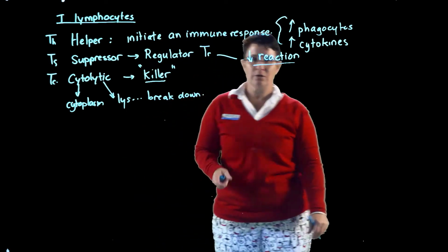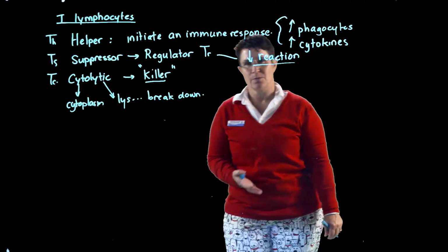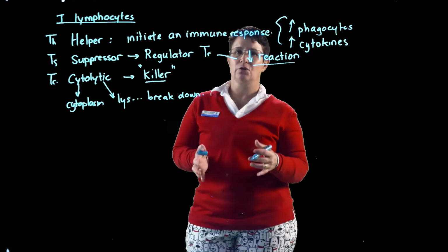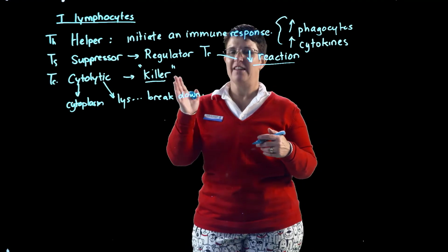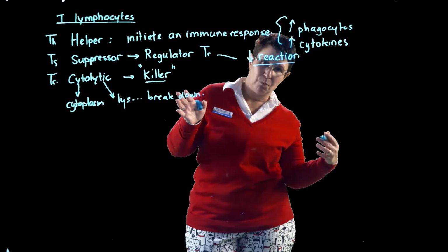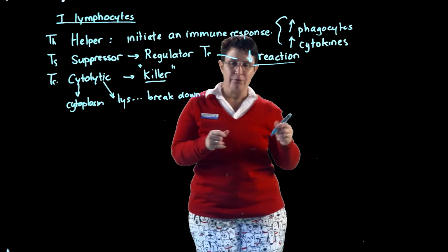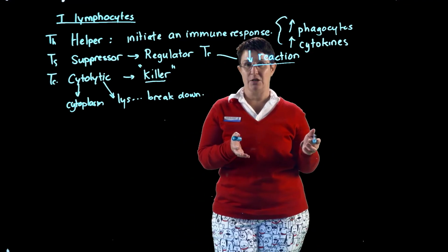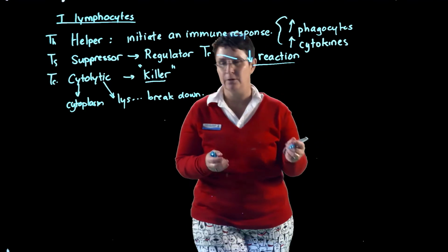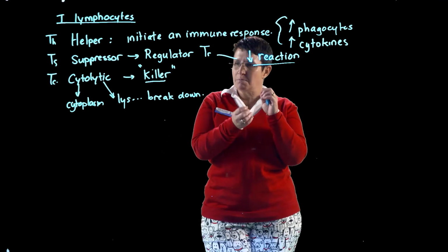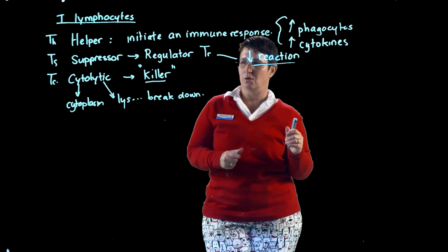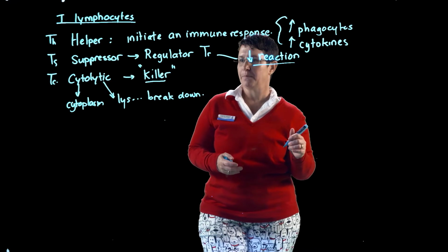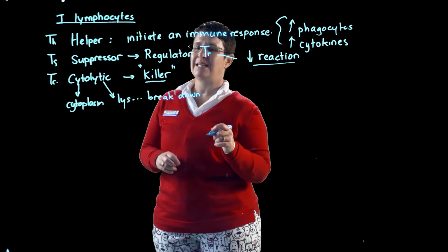Your cytolytic or your killer T cells, they're responsible for literally creating a cell-mediated immunity. They are the killers. They will release substances that will perforate. So it's an enzyme which is called perforin, and that will cause holes to be punched in cells. And as a consequence of that, the cell will undergo lysis and die. So your cytolytic cells, they're your killer cells.